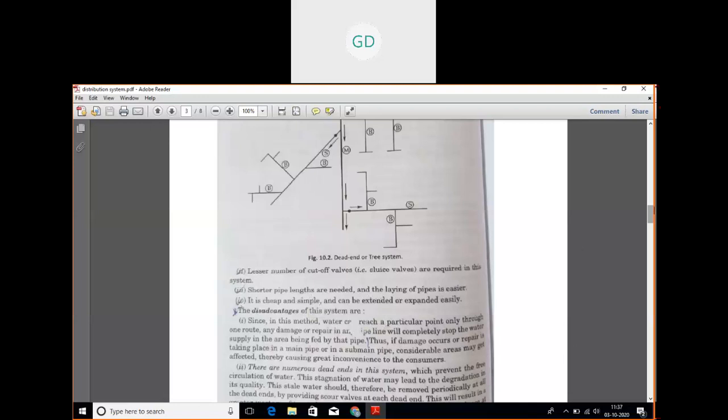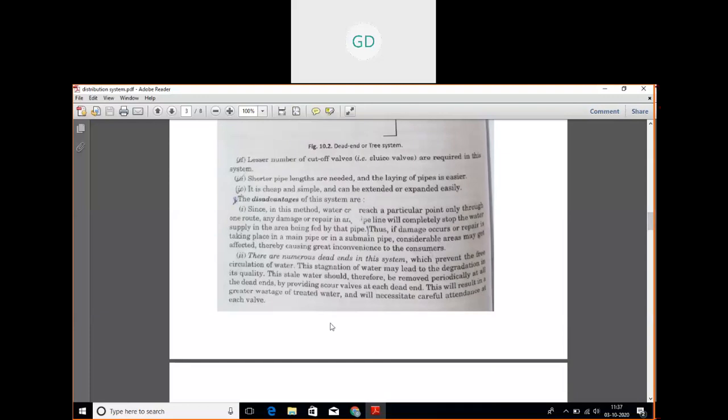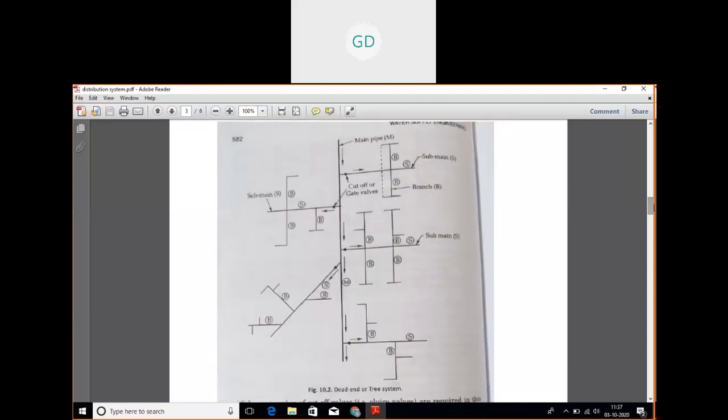So now let us see what are the disadvantages. In this method, water can reach a particular point only through one route. Any damage or repair in any pipeline will completely stop the water supply in the area being fed by that pipe. Here everything is related to the main pipe. From the main pipe only, your sub-main pipe is coming up, then from the sub-main pipe, your branches are coming up.